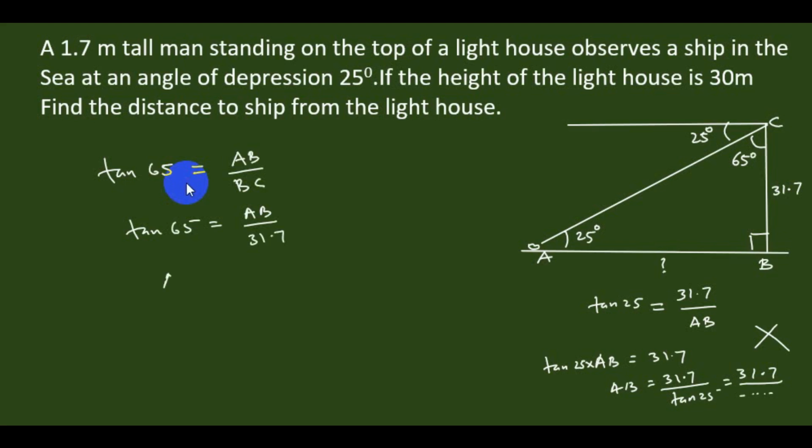On cross multiplication, AB will be equal to tan 65 into 31.7. അപ്പോൾ ഇവിടെ നമുക്ക് മൾട്ടിപ്ലൈ ചെയ്യേണ്ടി വരുന്നുള്ളൂ. ദി ലെങ്ത് AB can be found by multiplying tan 65 and 31.7. ഈ രണ്ട് നമ്പറുകൾ മൾട്ടിപ്ലൈ ചെയ്താൽ നമുക്ക് tan 65 ഈ എ ബി എന്ന് പറയുന്ന ഡിസ്റ്റൻസ് കിട്ടും.